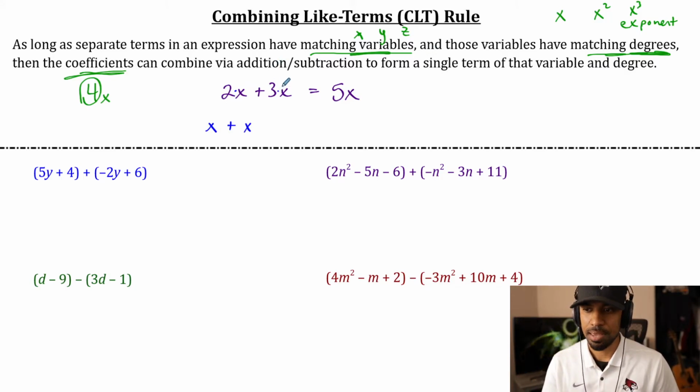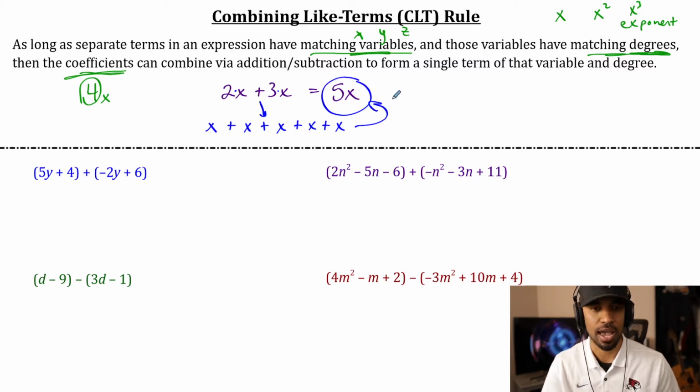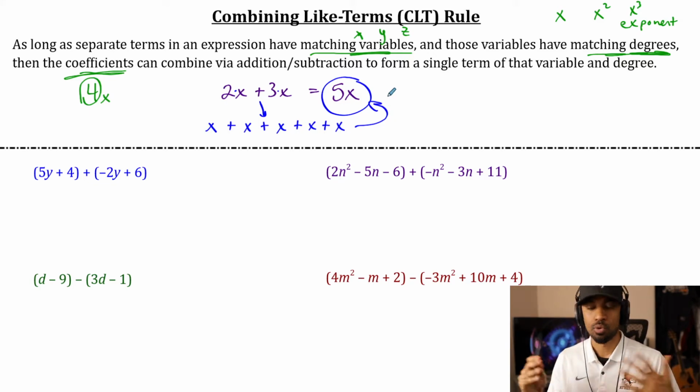3x means 3 times x. That means x plus x plus x. It means 3 x's are added together. If I add 2 x's added together with, here's this plus, 3 x's added together, in total, how many x's are added together? That result is 5 x's are added together. So that's all that thing means. That's why the variable is the same with the same degree. That's why the coefficients are adding or subtracting, or in this case just adding.